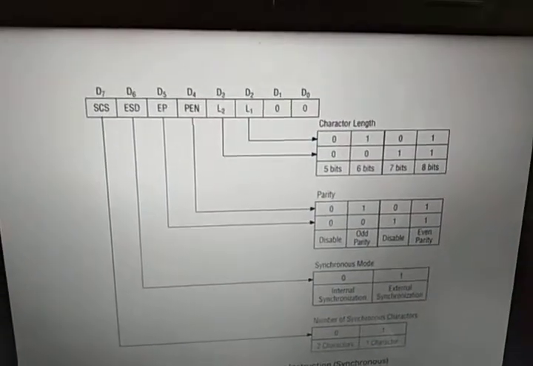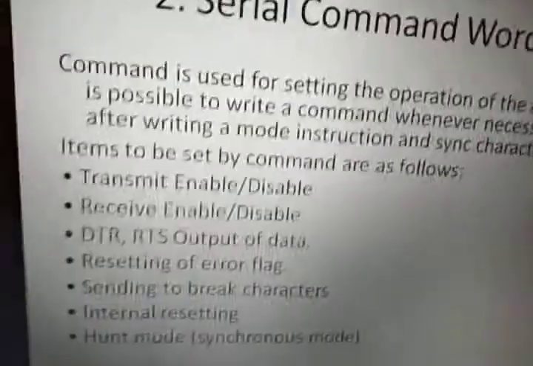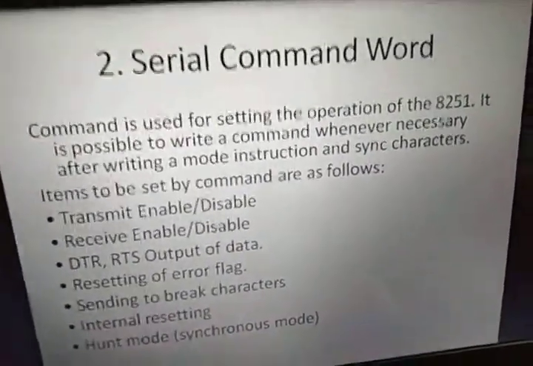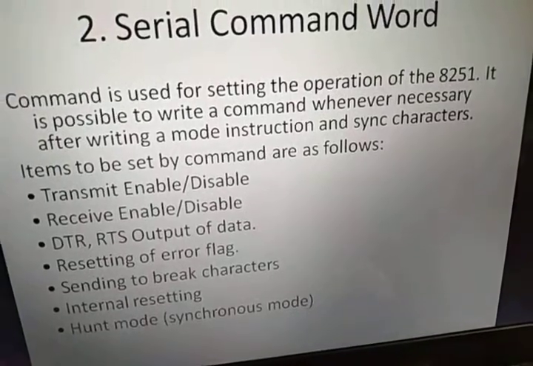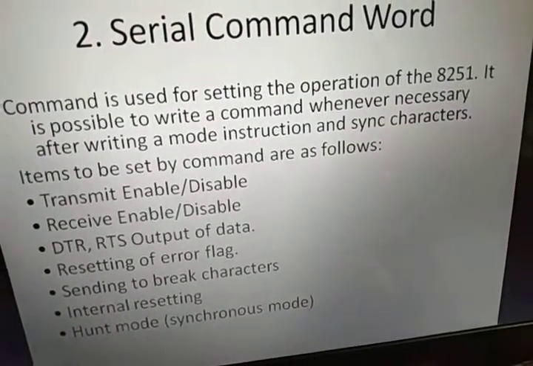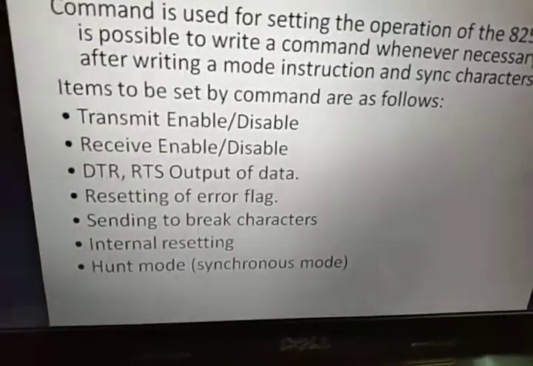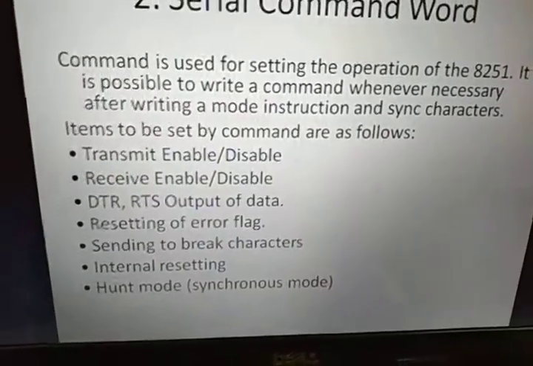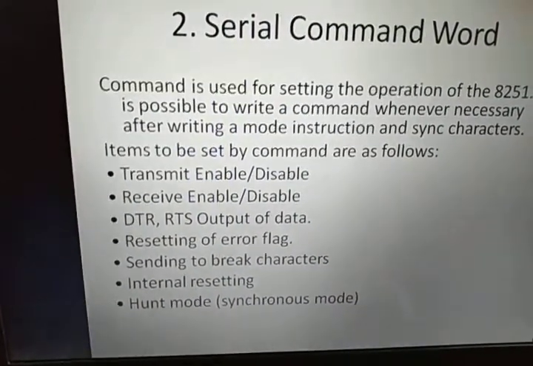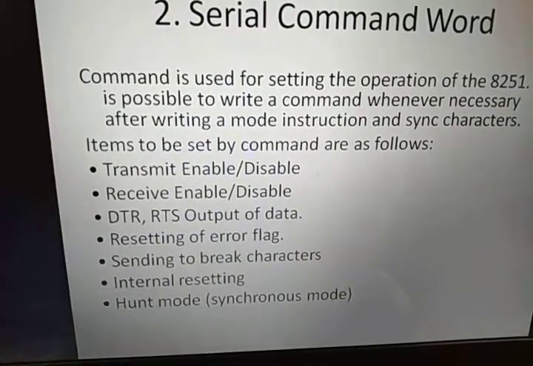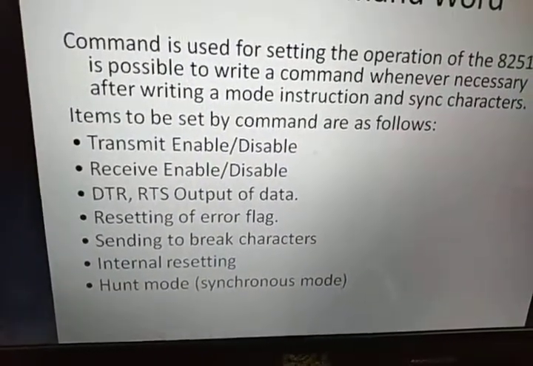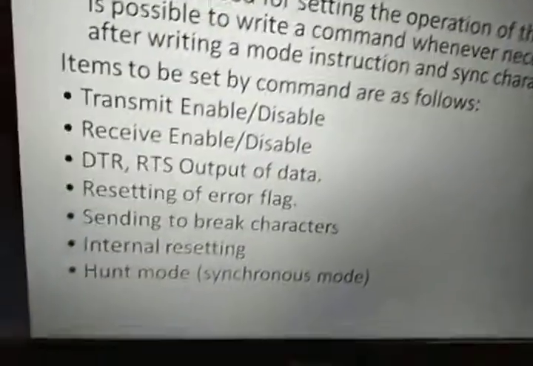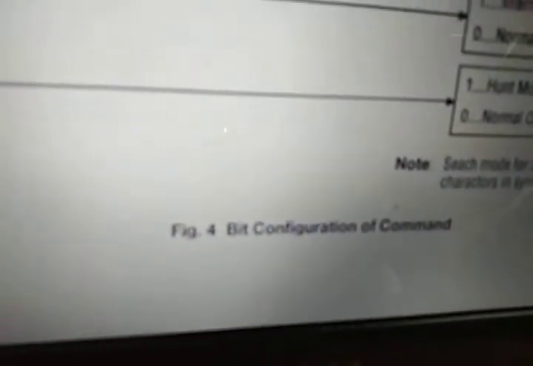So that's about the first one. Now the second type of command word is the serial command word. The serial command word tells how the data is going to be sent in synchronous mode. So the signals used here are transmit enable or disable, receiver enable or disable, data terminal ready, request to send, then resetting of the error flag, sending break characters, internal reset and hunt mode. So this is the format for the bit configuration for the command.